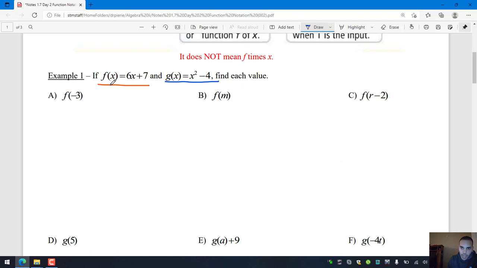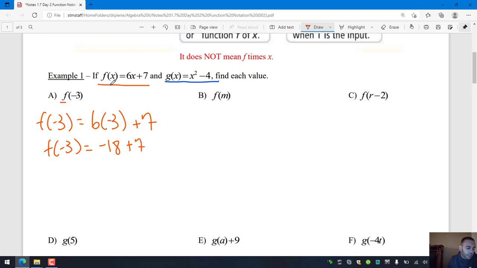Because I see the letter f, I know I'm using that first equation. If I want to solve for f of negative 3, I'm going to rewrite this equation, but wherever I see an x, I'm going to plug in a negative 3. So I'll rewrite it: f of negative 3 is equal to 6 times negative 3 plus 7. All I did is I substituted in negative 3 for x. And I just solve it like I would any other type of equation. 6 times negative 3 is negative 18. Negative 18 plus 7. F of negative 3 is equal to negative 11. Negative 11 is my answer here.